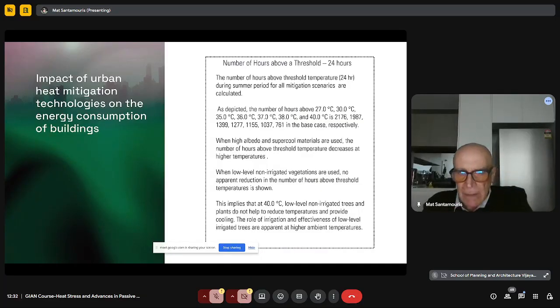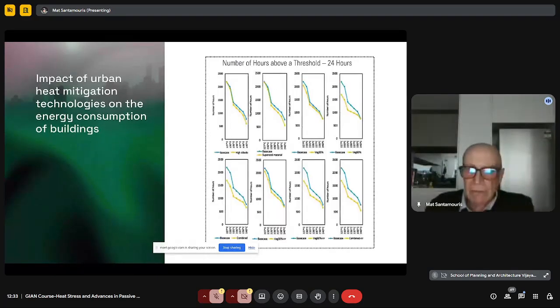So, what we have simulated is, first of all, the number of hours above a threshold. And we use several thresholds: 27, 30, 35, 36, 37, 38, 40, etc. So we wanted to understand how many hours we have above a certain temperature, at the city scale, for the different materials and for the different mitigation technologies.